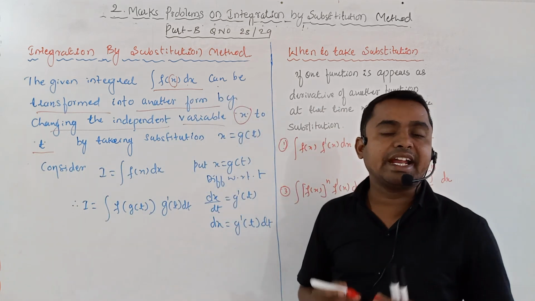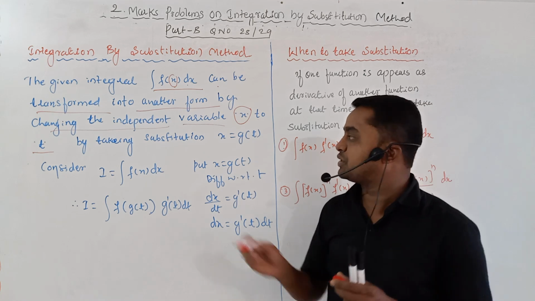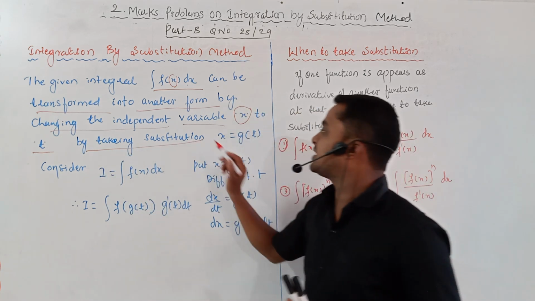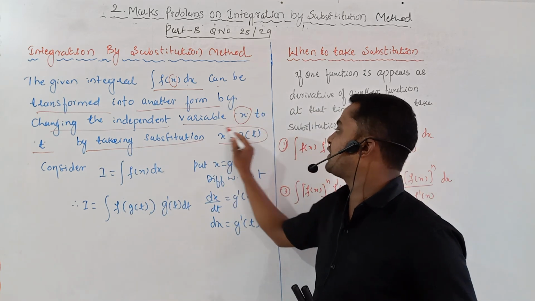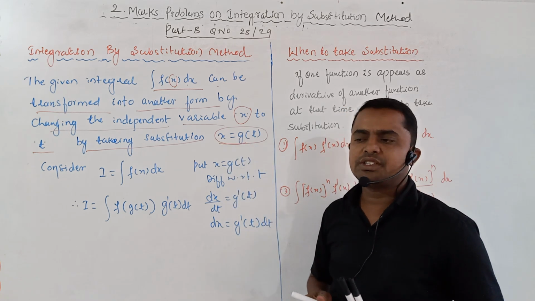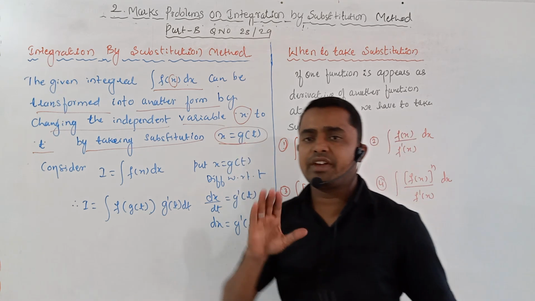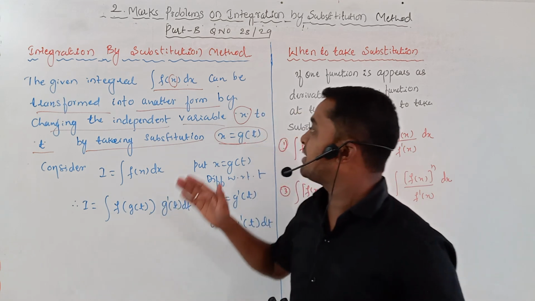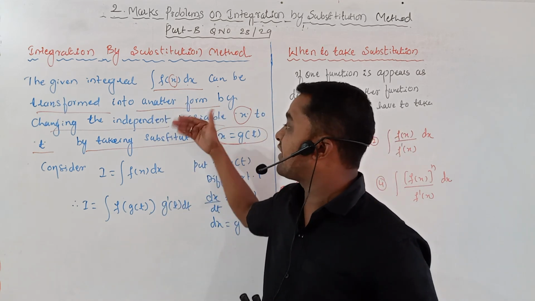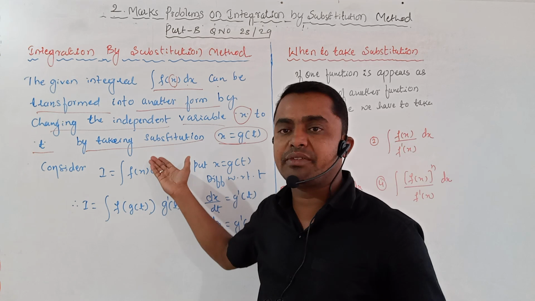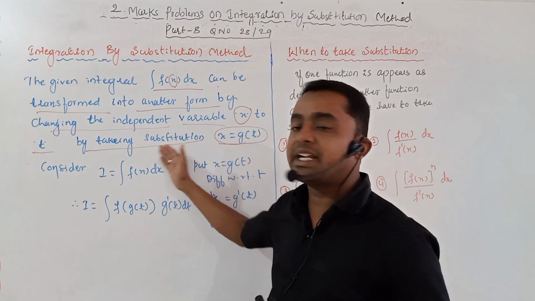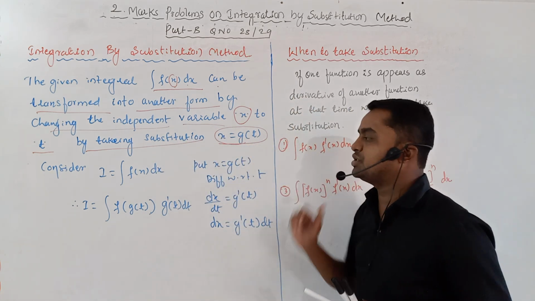We are changing the independent variable x to t by taking the substitution, that is x is equal to g of t. It's very simple. The given integral we are transforming to another variable by changing the independent variable x to t by taking the substitution x is equal to g of t.